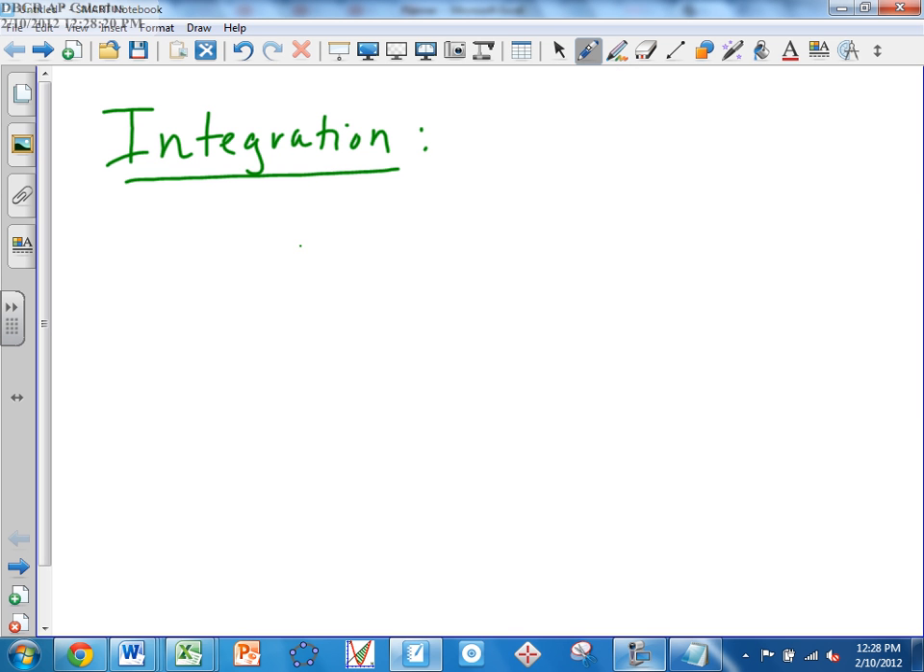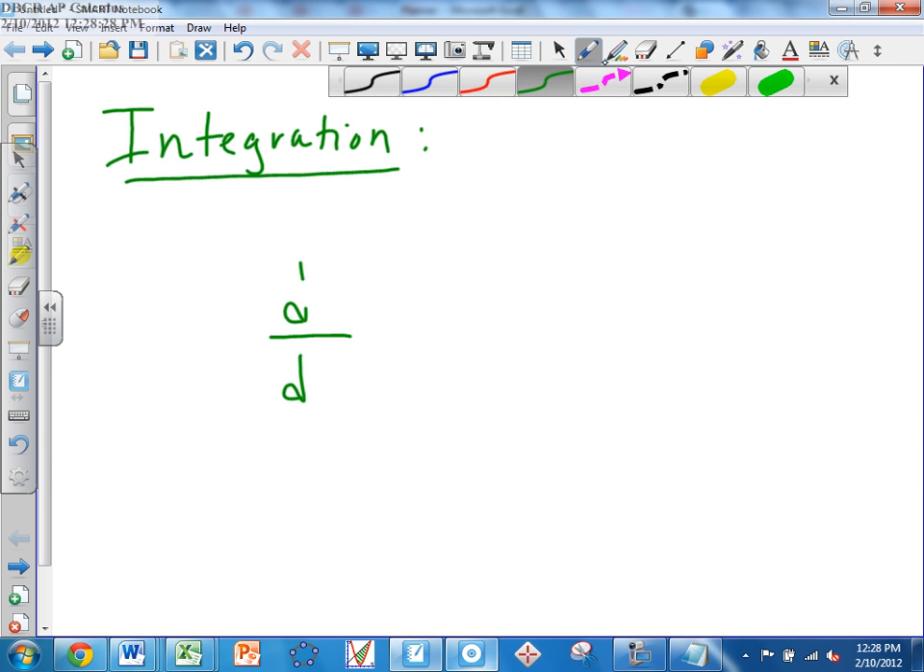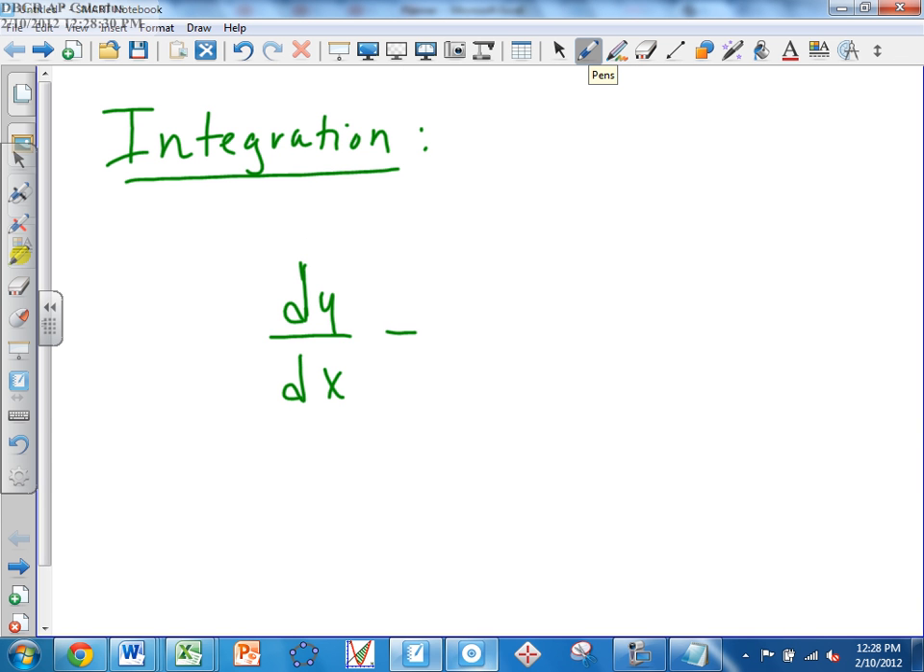The whole concept comes about where if you have a rate of change, let's start with dy/dx, and we're told that the rate of change is something like, what did we say yesterday? 1 over x. How do you get 1 over x? What derivative do you take that gives you 1 over x? ln. So if you want to figure out what the function y is, it's just ln x.